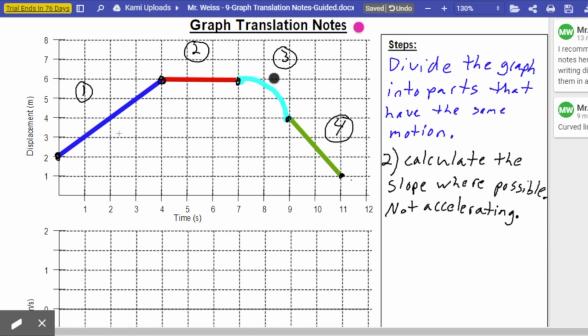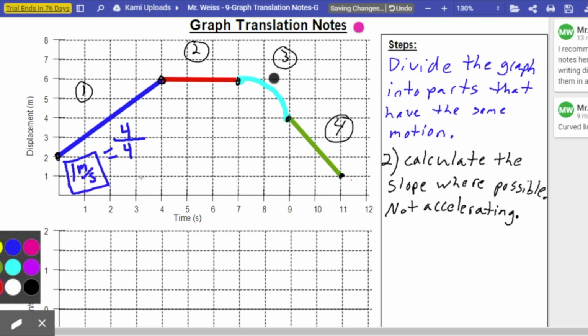Let's start with line number 1 here. So for line number 1, we're just going to do rise over run, right? That's how we get slope. So we're going to count up and we see that we start at 2, we're ending at 6, so that's 4. And then we're also starting at 0 seconds and ending at 4 seconds, which is also 4. So the slope of line 1 would be 4 over 4, in this case 1. The units are meters over seconds, because our y-axis is displacement, which is measured in meters, and our x-axis is time, which is measured in seconds.